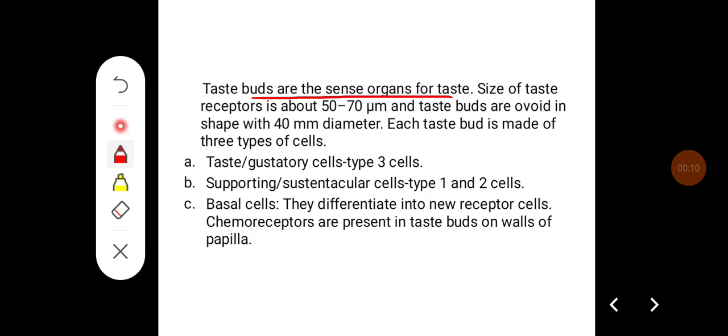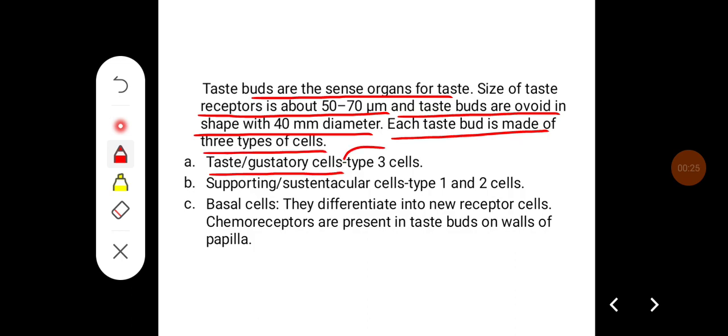Size of taste receptor is about 50 to 70 microns and taste buds are ovoid in shape with 40 millimeters in diameter. Each taste bud is made up of three types of cells, that is taste or gustatory cells, which are also called as type 3 cells. They are also made up of supporting or sustentacular cells. They're also called as type 1 and type 2 cells, and they're made up of basal cells as well, which differentiate into new receptor cells.